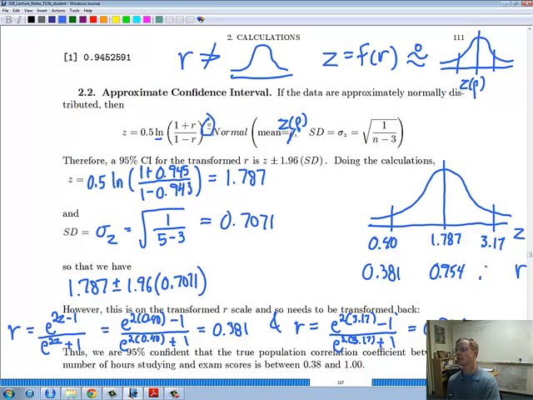On the R scale, this is my confidence interval, 0.38 to nearly 1. Pretty wide, but clearly something is going on there. So we're 95% confident the true unknown parameter is inside of that interval. And I can put my 95% on there.